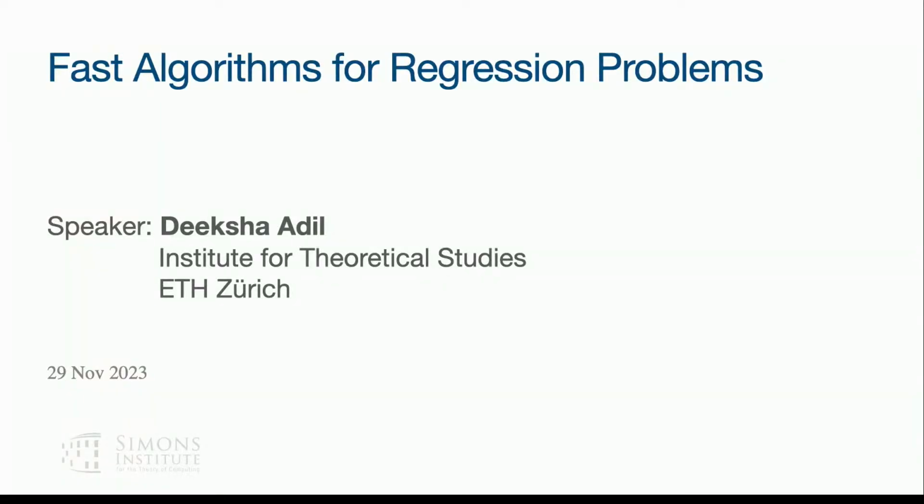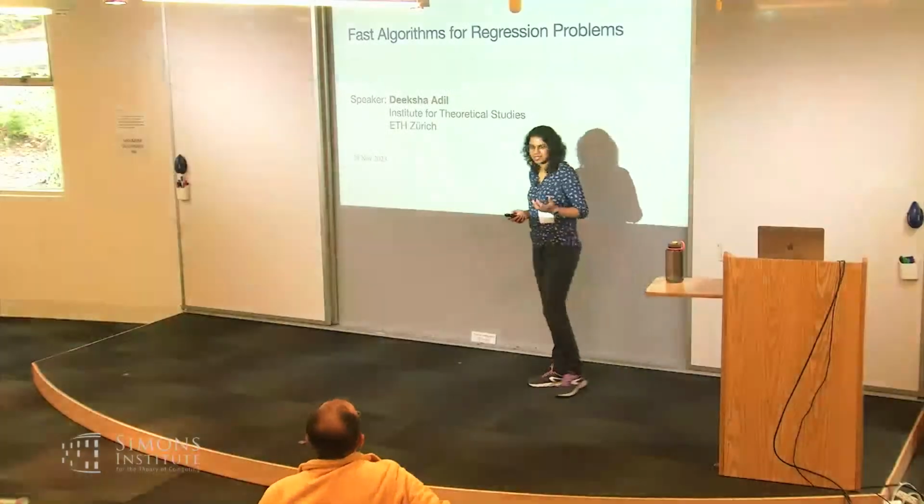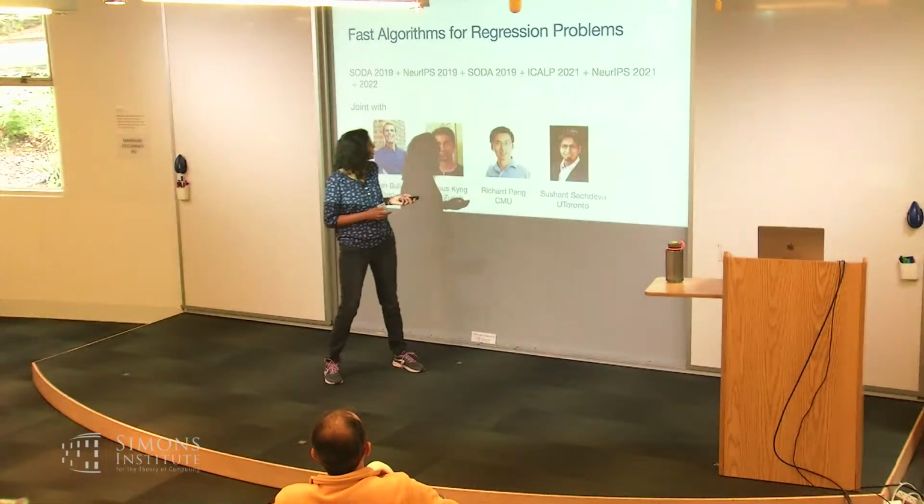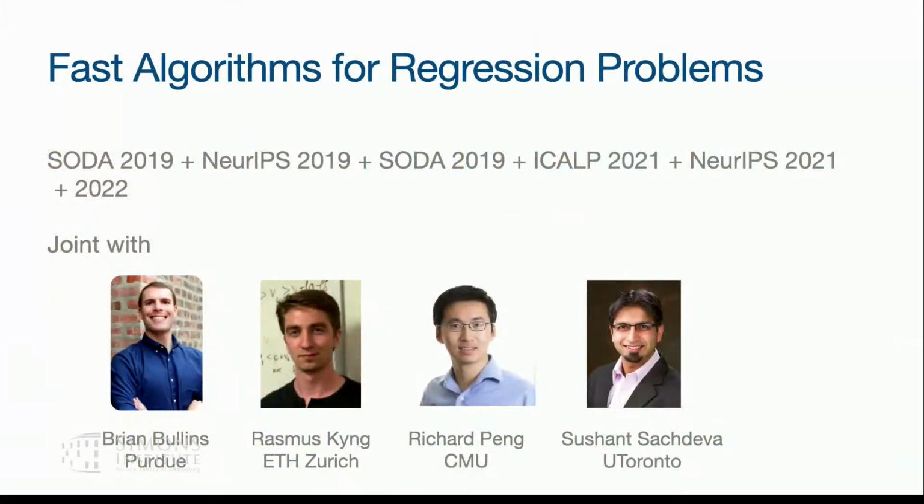And I'm going to speak about some fast algorithms for regression problems. So this is all based on joint work with some of my collaborators. Some of them are here in the audience. So it's Brian, Rasmus, Richard, and Sushant. And these are based on a bunch of works over the last couple of years. And I hope to give a summary, or like an easy summary, of all of these.